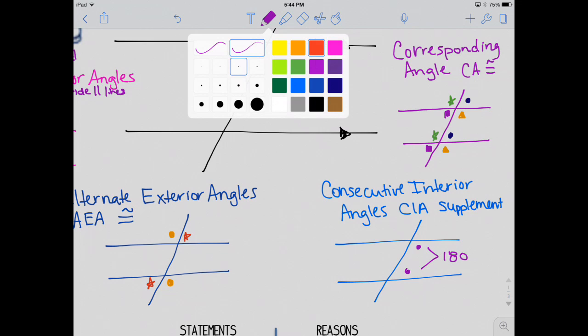And then on this problem, we went ahead and we extended these lines on out. So here are your parallel lines. They are cut by this transversal and by this transversal. And so together, these are consecutive interior angles, so they equal 180.